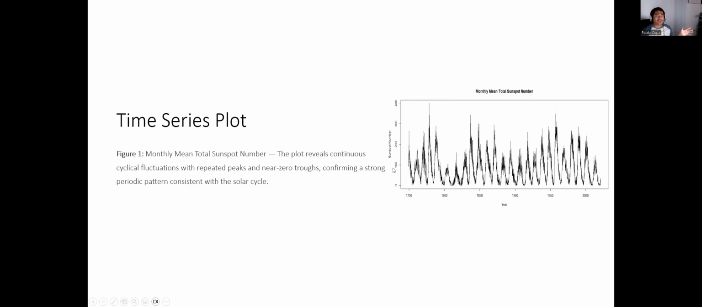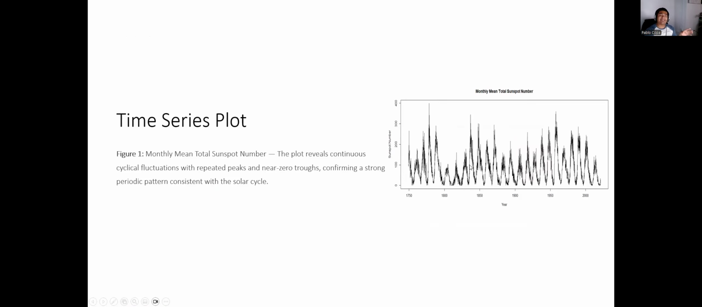This slide shows the first main graphic of the sunspot data. The time series plot displays how the monthly mean total sunspot number changes over time. When I look at this graph, I can see that the values rise and fall repeatedly across the years. At first, the graph might look very busy because there are many observations, right? However, the main pattern is clear.